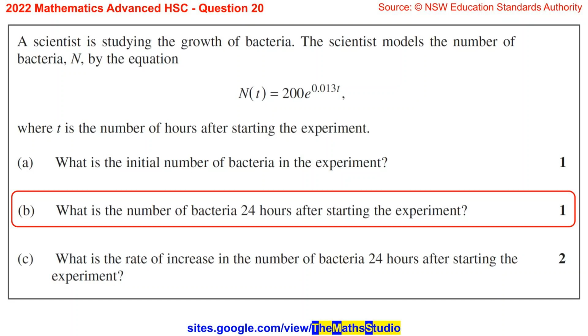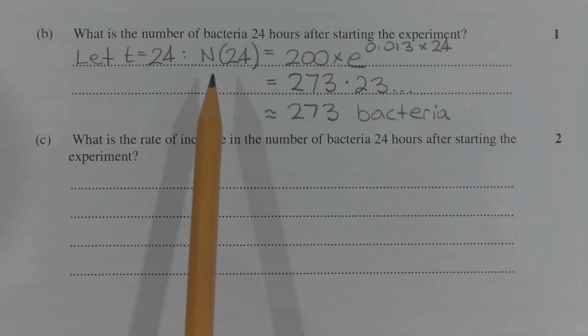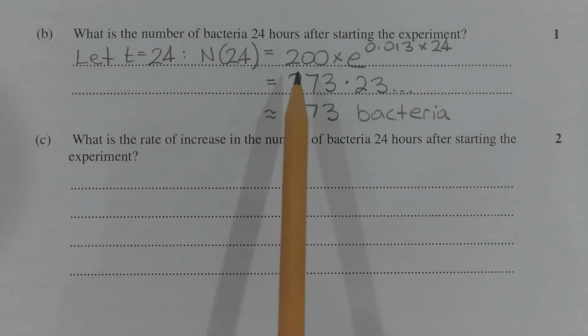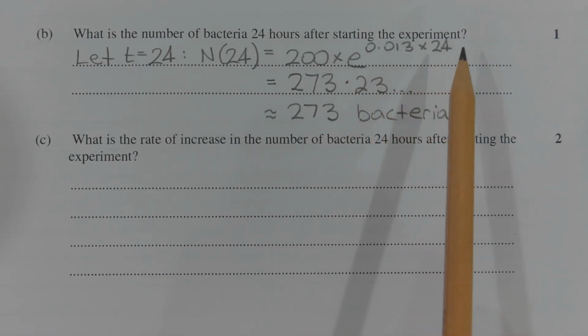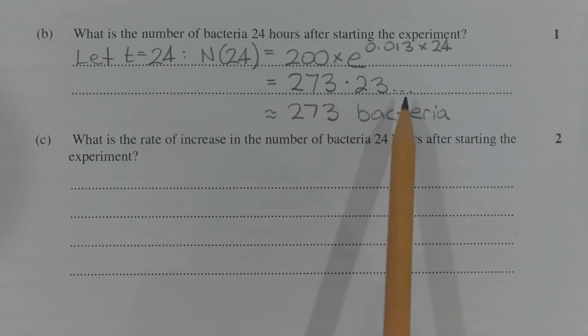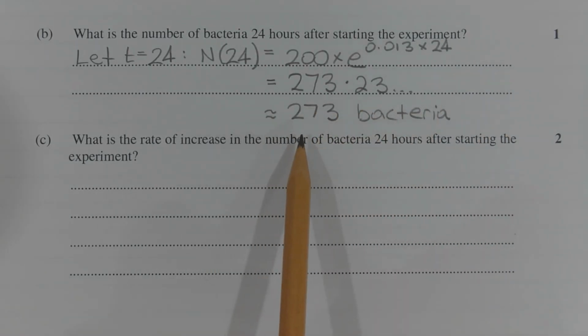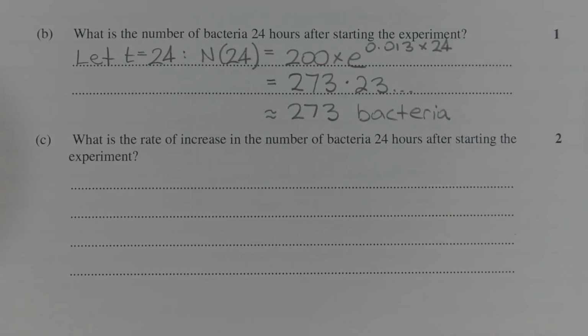Part B. What is the number of bacteria 24 hours after starting the experiment? Substituting t equals 24 into the equation, we have n of 24 is equal to 200 times e to the power of 0.013 times 24, which evaluates to 273.23 and so on, which rounds to approximately 273 bacteria, correct to the nearest whole number.